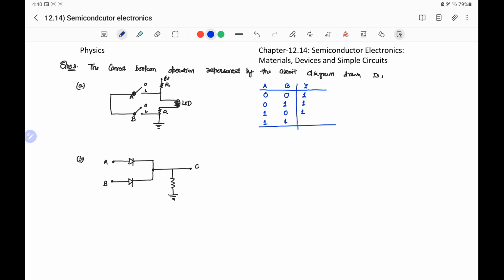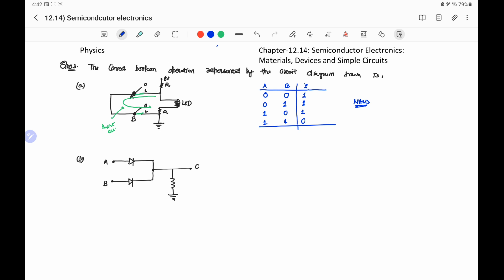But in case both switches become closed, the path through these switches is a short circuit, and in a short circuit the total current flows through this short circuit path, and the voltage across the LED will be 0 and it will not glow. That means we can say output is 0. And this is the case of the NAND gate. In NAND gate, when both inputs are high, output is 0, else 1. So part A shows the NAND gate.